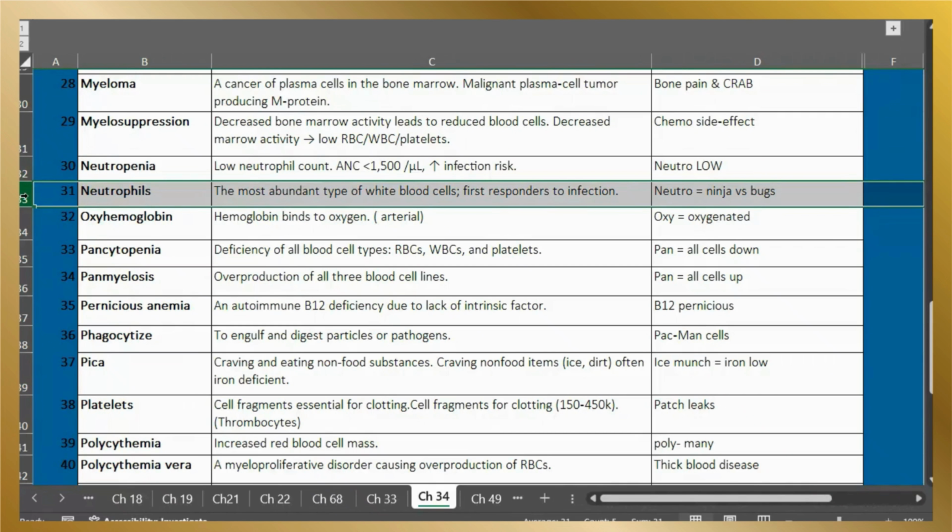Neutrophils, it's the most common white blood cell, the first responder to infection. Actually, it's low in chemo patients. So neutrophils are key in fighting bacterial infection, elevated during acute infections. It's the most abundant type of white blood cell.